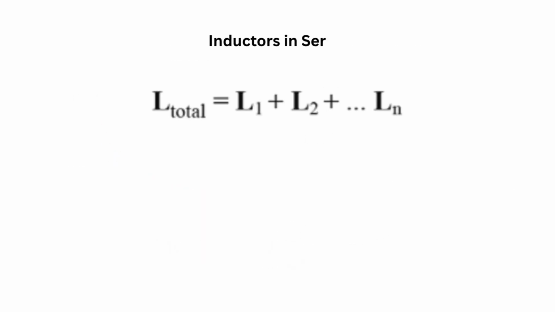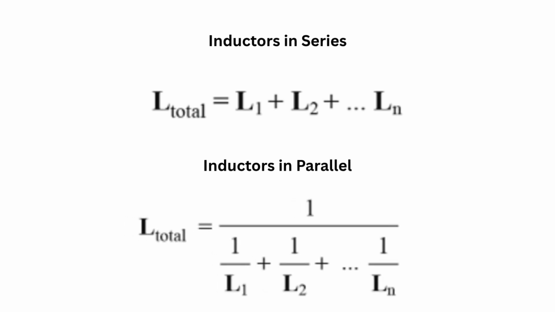It's also important to note that the total inductance of inductors in series is equal to the sum of each inductance. In a parallel connection, the total inductance is determined using the reciprocal formula, the inverse of the sum of the inverse of each inductor.